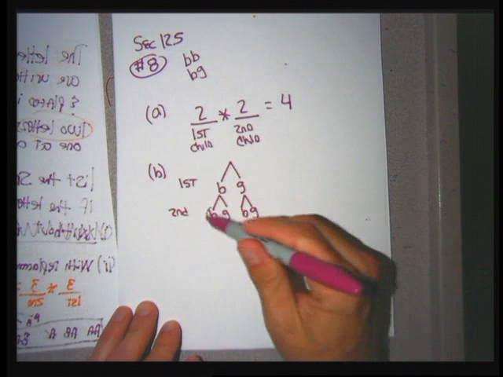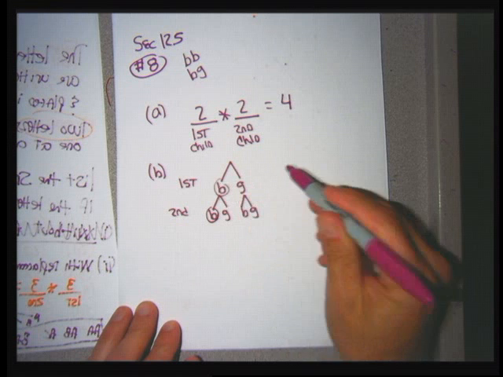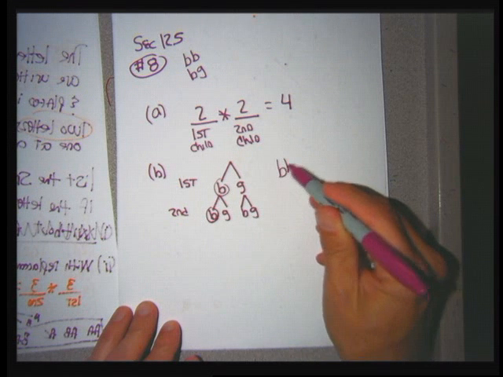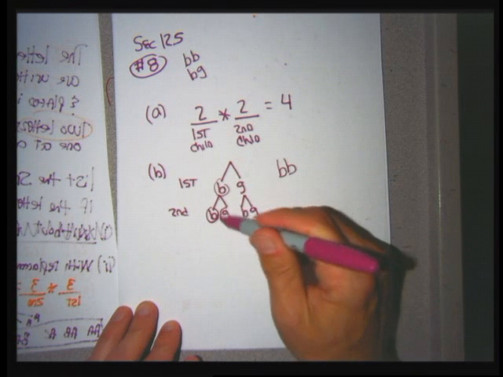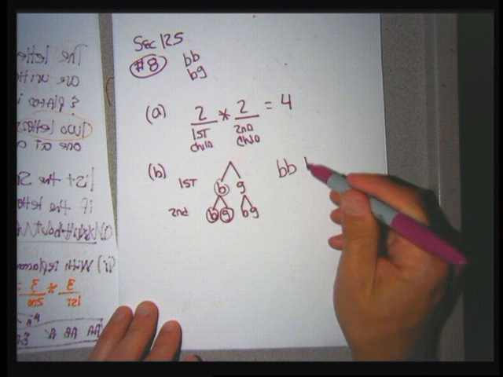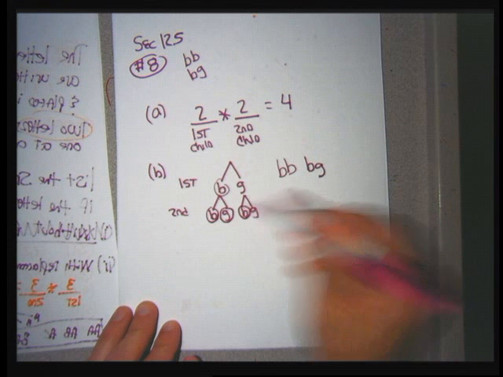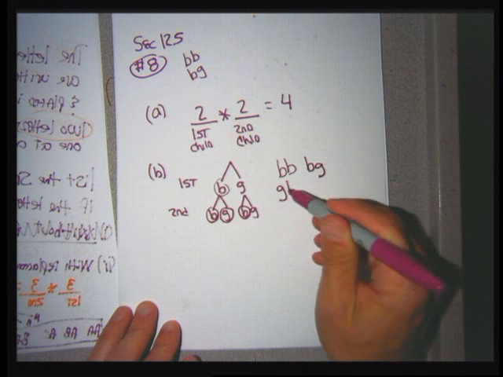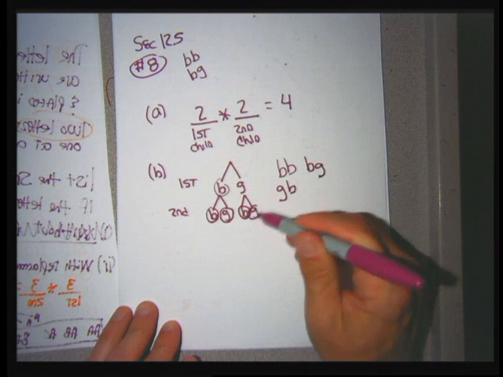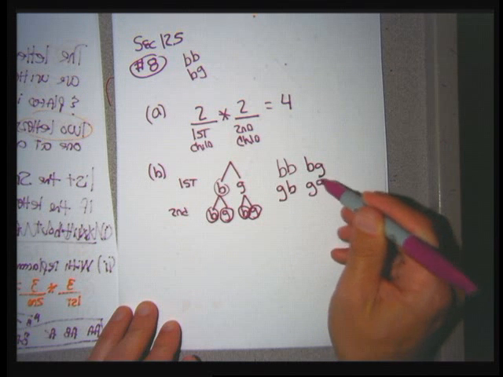To get to this B, that would be having a boy first and a boy second. To get to this G, that would be having a boy first and a girl second. To get to this B, it would be having a girl first and a boy second. And to get to that G, it's having a girl first and a girl second.